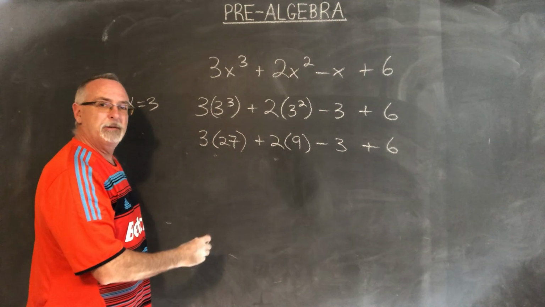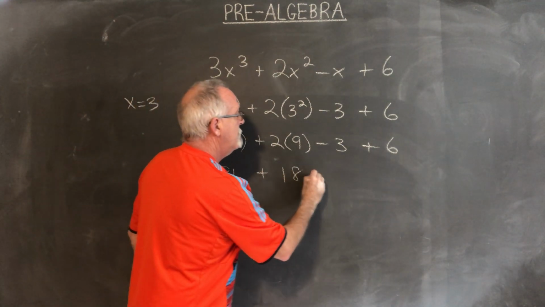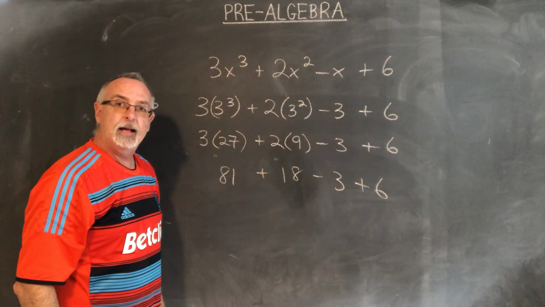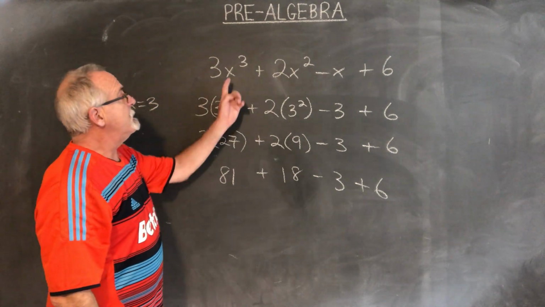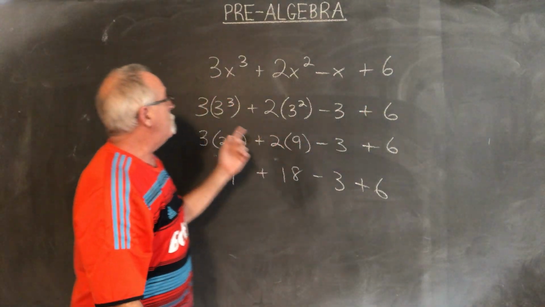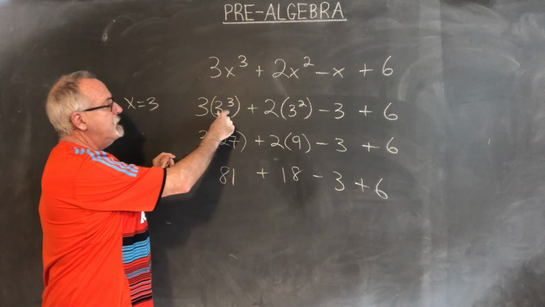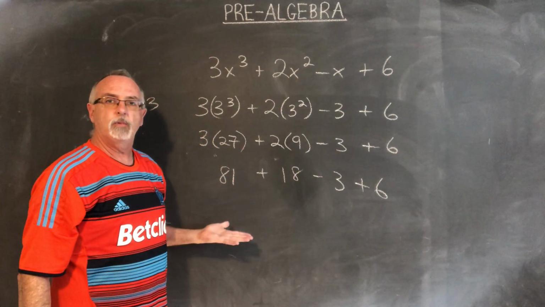3 times 27. Remember that? We saw that before as well. That's 81. Plus 2 times 9, which is 18. Minus 3 plus 6. Now all the terms are like. Hey. Almost didn't notice that. They were not like terms at first. We could not combine any of them. But once I was able to evaluate by making x equal to 3, everything became a number. And all these numbers, none of them has a variable anymore, so they're all like terms.